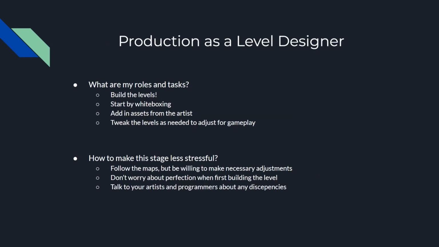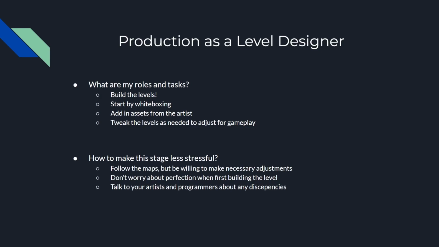Now into the production stage. Your main roles are to, obviously, build the levels based on the maps that you made. You start by whiteboxing, where if you have not heard that term, it's quite literally what it sounds like. You take boxes, or any primitive shapes within Unity or Unreal, or any game engine you're using, and you just place them around to act as placeholders. This will give you an idea for how you designed your map, and whether or not you should make some changes. Then, you'll add in assets from the artist whenever they are done, and they can give it to you.